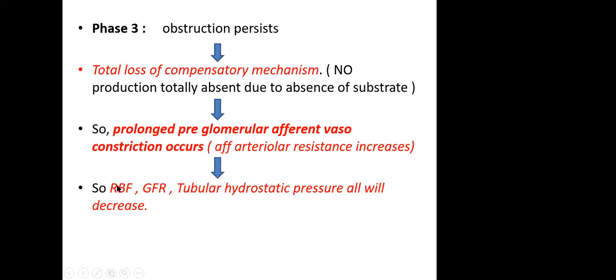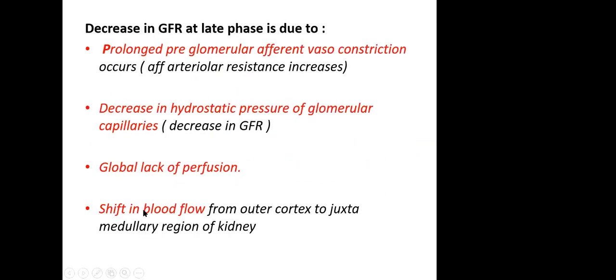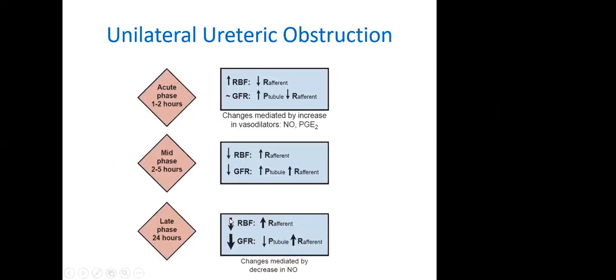As a result of this apparent vasoconstriction, renal blood flow, GFR, and the tubular hydrostatic pressure, which here implies ureteric hydrostatic pressure, will also decrease. So the decrease in GFR in the late phase is due to this. At the end of the unilateral obstruction, if the patient is not going for any treatment even after 24 hours, the GFR will be decreased. The reason for this decrease in GFR is pre-glomerular apparent vasoconstriction and decrease in the hydrostatic pressure of the glomerular capillaries, and there will be a global lack of perfusion. The kidney perfusion is also going to decrease, and there will be a shift in blood flow from the outer cortex to the inner medulla region.